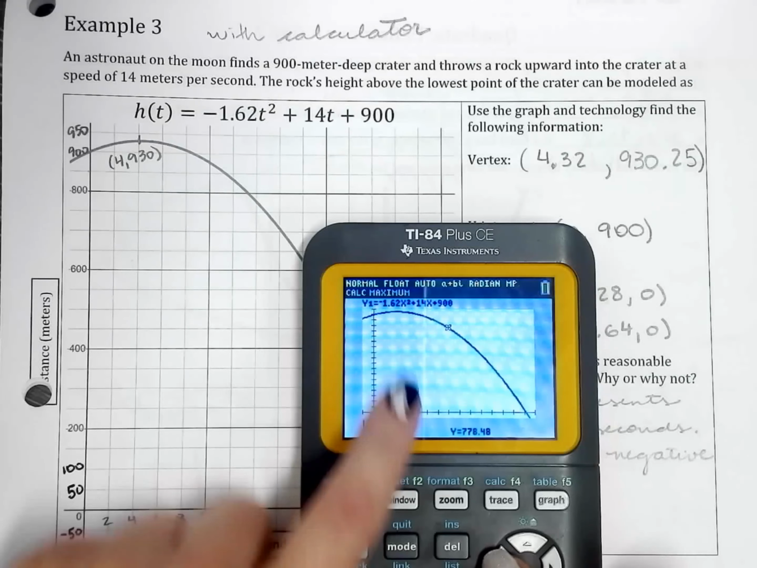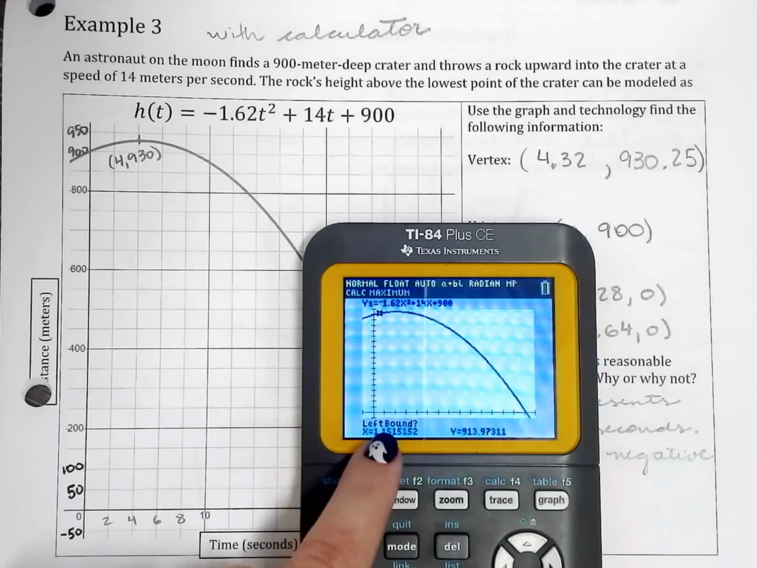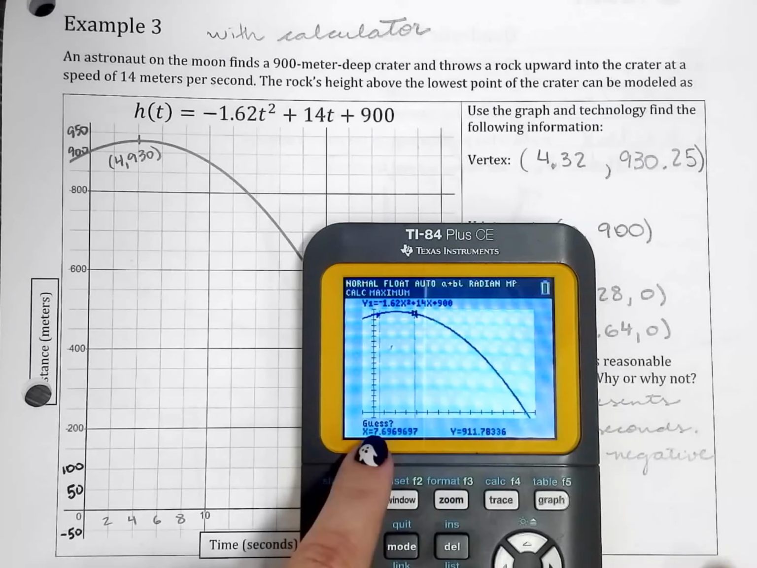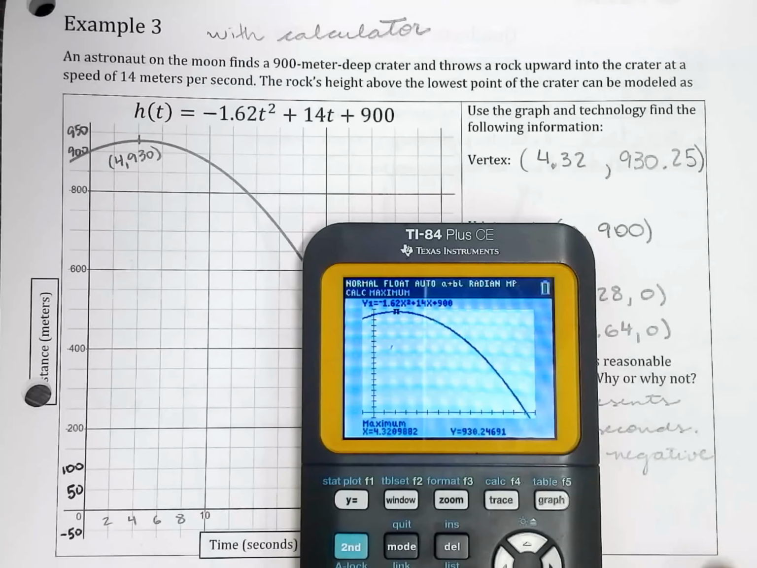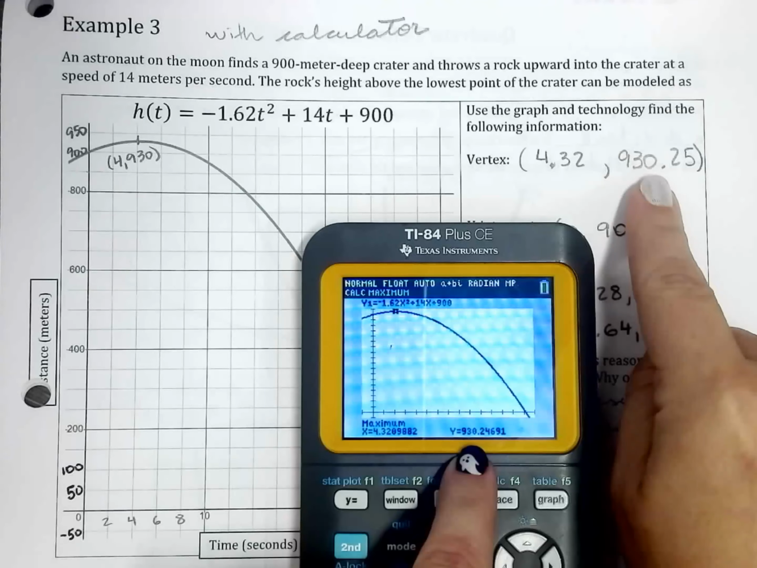The left boundary, the cursor right there needs to be on the left side of your vertex or your maximum value. So that's the left, press enter. Now you have to set up the right boundary. So move the cursor over to the right, press enter, and then guess, just press enter. And then it will come back with the maximum value. So that's your X, that's your Y.